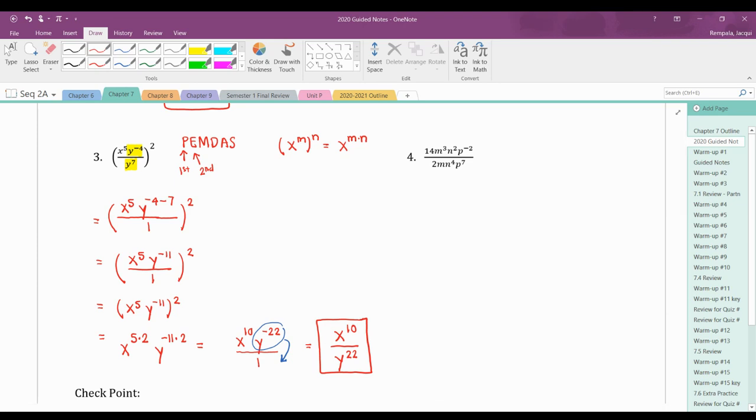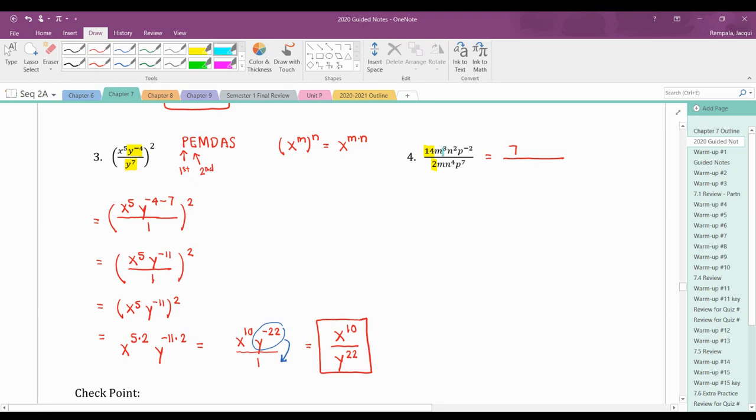If we look at the next example, I see a bunch of division. I notice that I see a number 14 on the top and a number 2 on the bottom. Because this is a division problem, I can divide. 14 divided by 2 is going to give us 7.